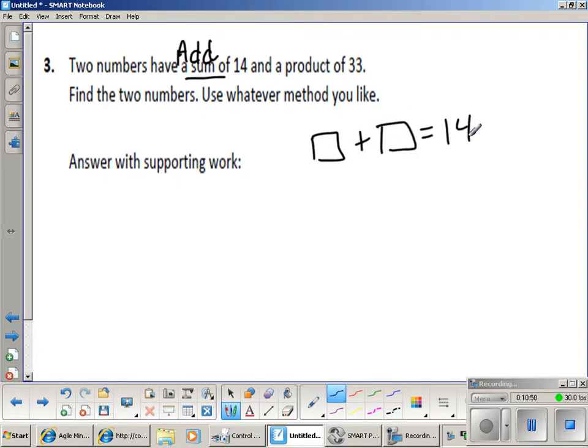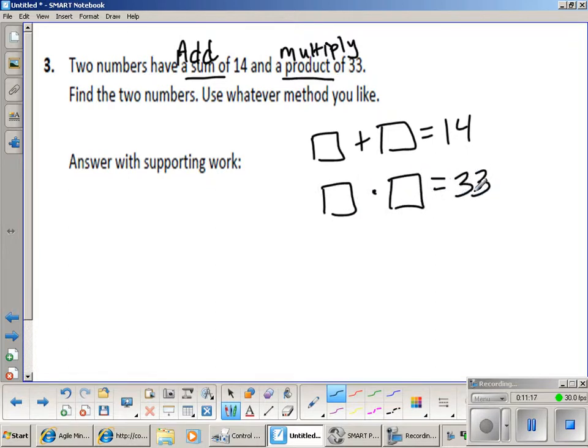Product, there's another key term, means the answer I get when I multiply. If you guys look on the backboard when you come in tomorrow, you might notice that there's actually a little key for words that mean add and multiply. So that means these same two numbers, I have to be able to multiply them and get 33. So find the two numbers. Well, I'm going to start with this multiplication, guys, because I don't think there's a whole lot of numbers that I can multiply together and get 33.